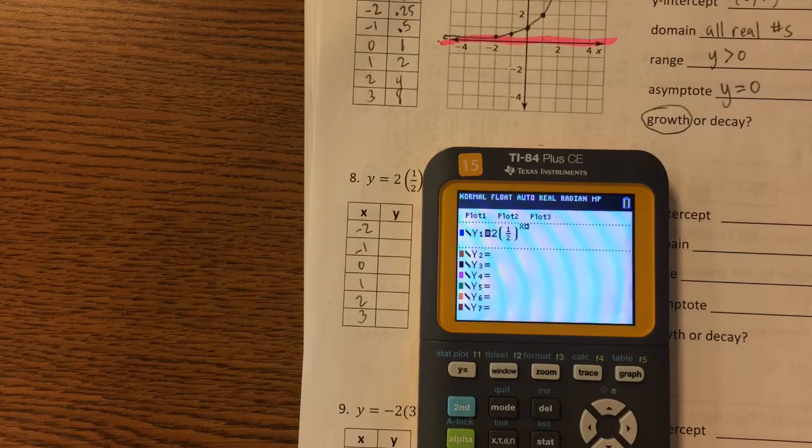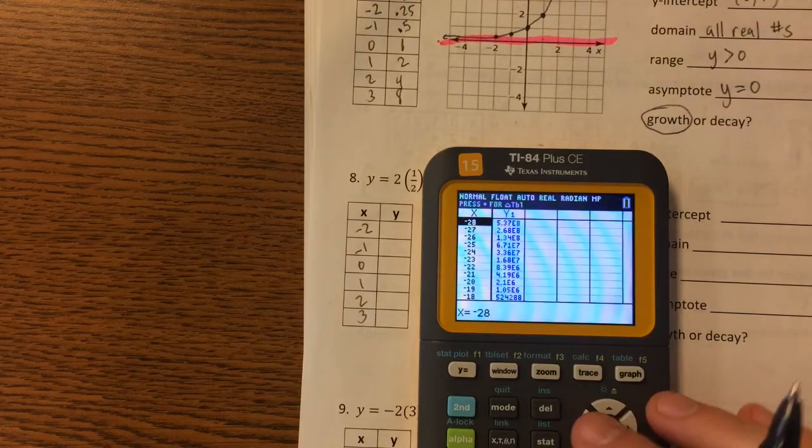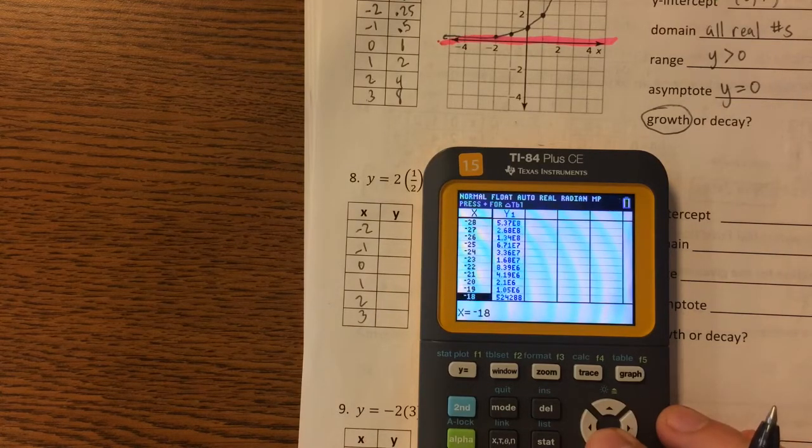All right, so once you get it in, we're going to look at the table and start filling it out. I'm going to do second graph. I had scrolled way up on the last one, so I need to go back down to get the values I need here.